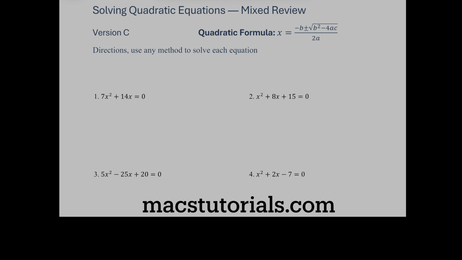Hello everyone, this is Mac and we are going to work on solving quadratic equations by any means necessary. This is version C, meaning that there was a version A and a version B.